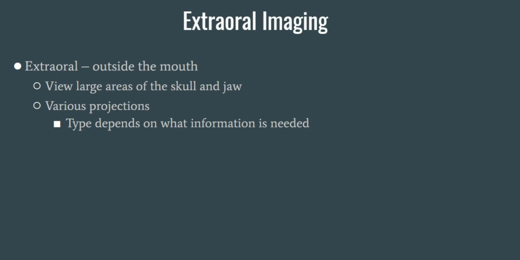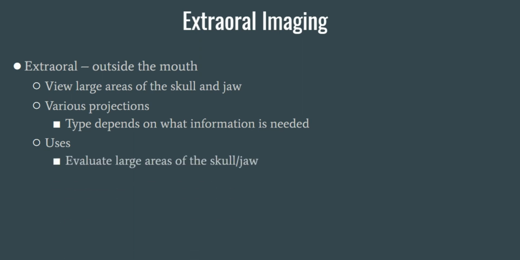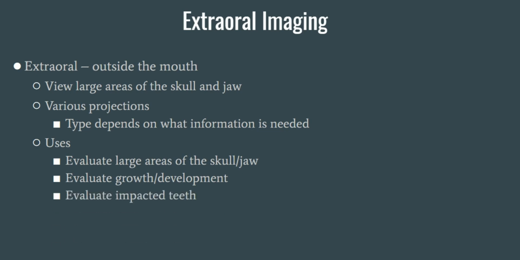So what are some things we might be looking for, or what do we use extraoral imaging for? One thing is to evaluate large areas of the skull and jaw. When we are trying to evaluate growth and development, evaluating impacted teeth, evaluating the temporomandibular joint or the TMJ, and it can also be used for other things like detecting diseases, different lesions, other conditions of the jaw, and also to evaluate trauma.